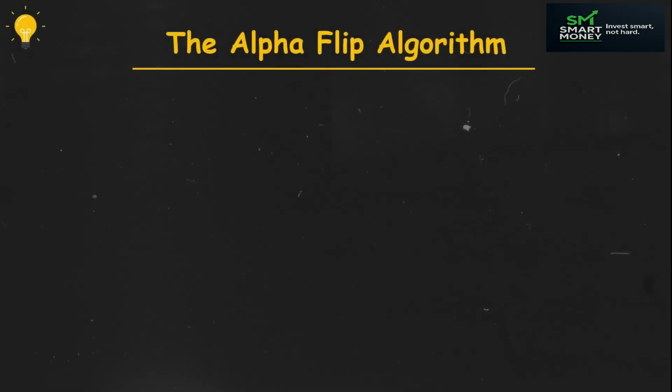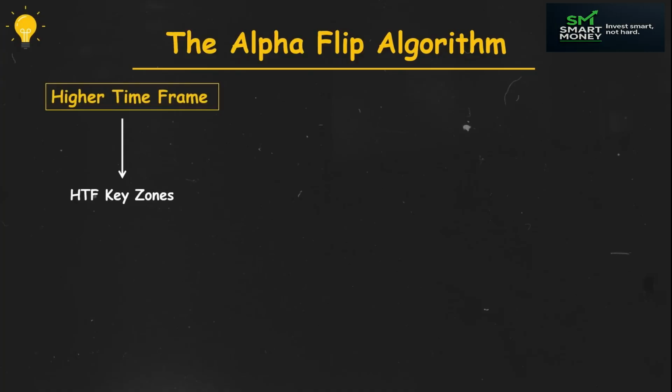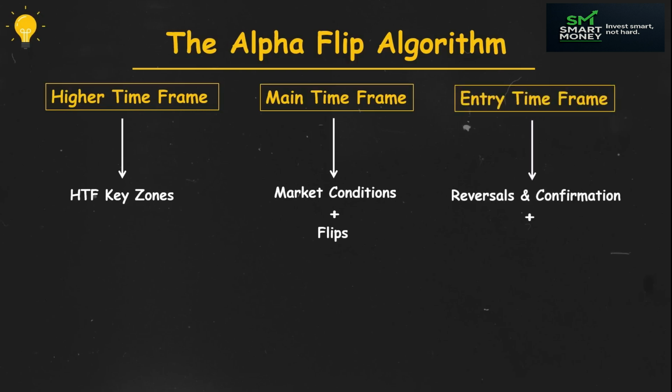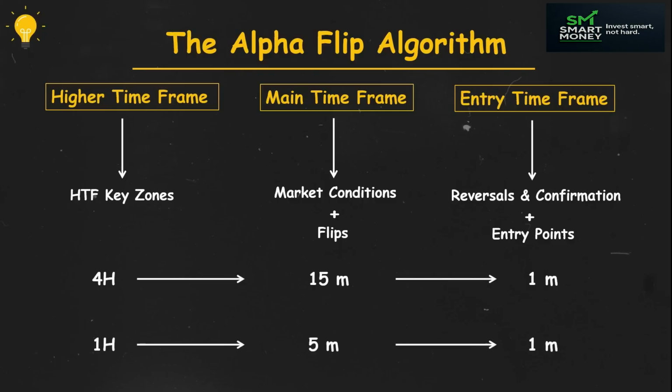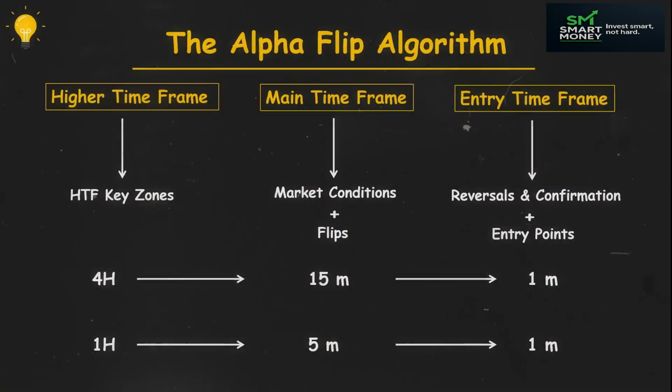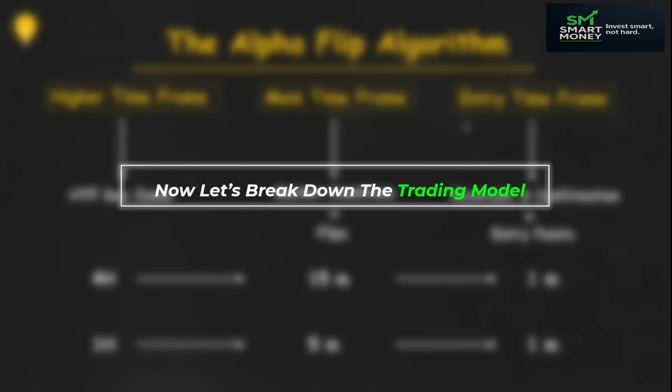To apply this strategy properly, you'll need to work with 3 time frames. A higher time frame to identify unmitigated areas of interest, such as supply or demand zones. A main time frame to analyze overall market conditions and to spot flip patterns and flip zones. And an entry time frame to zoom in and look for reversals and confirmation signals. This is where you'll actually place your entry. These are my recommended combinations that you can use. Of course, you can use other time frames as well, but make sure to backtest them first before trading them live. Now let's go step by step and see exactly how this plays out on the chart.